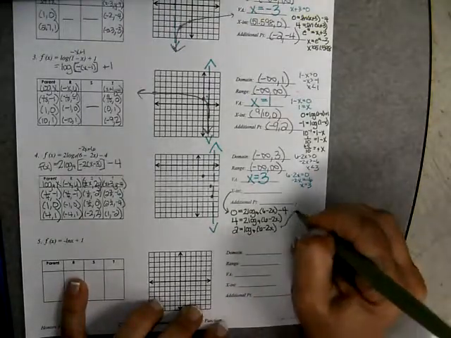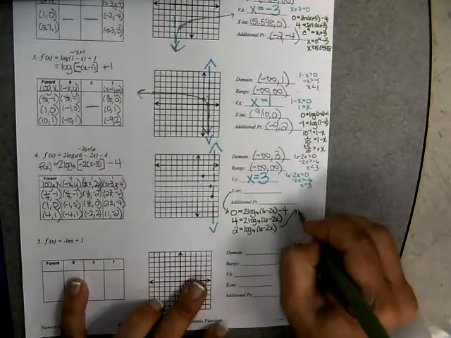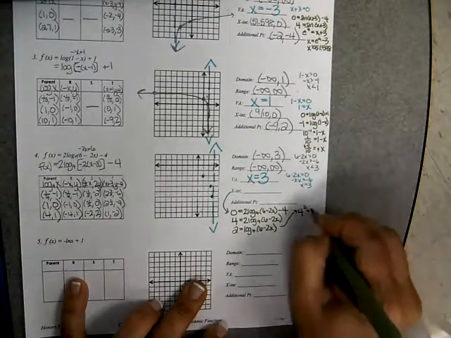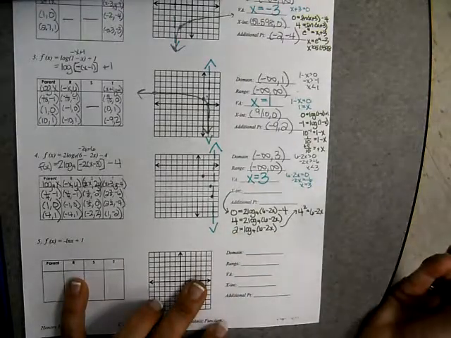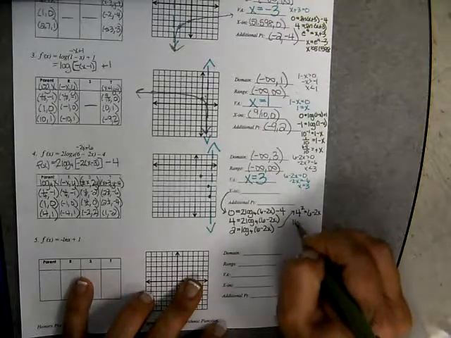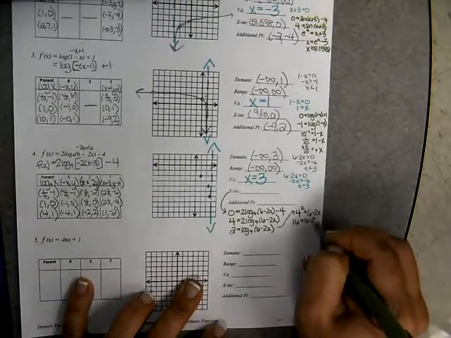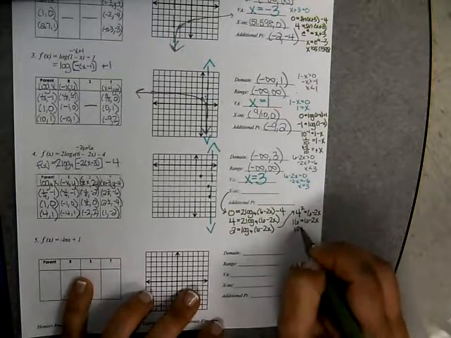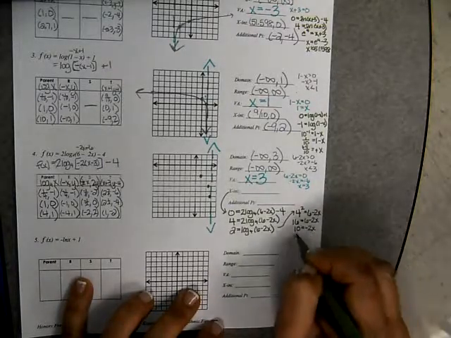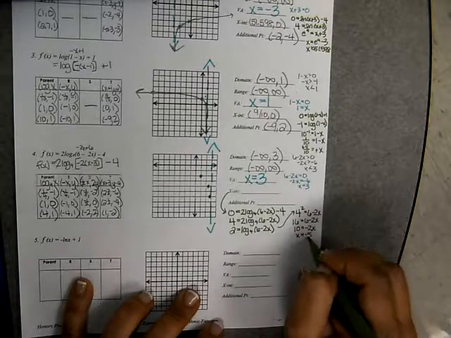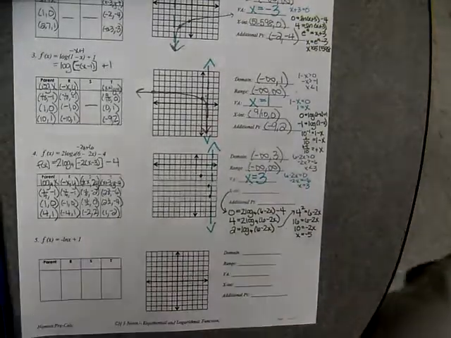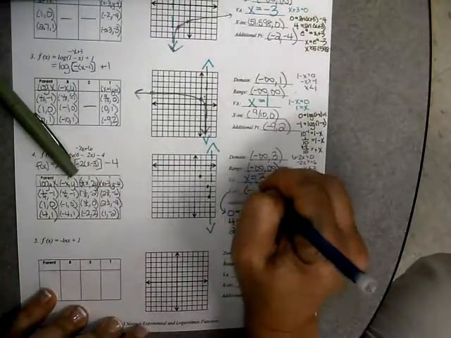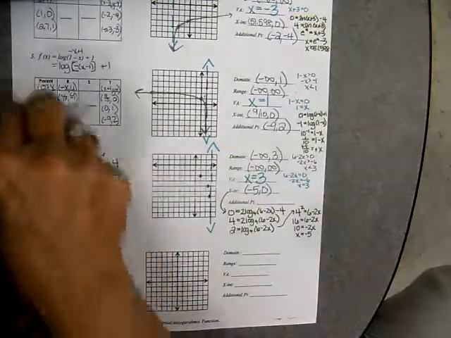Let's see. So that would turn into, our base is 4, 4 squared equals the argument 6 minus 2x. Well, this is solvable. 4 squared is 16. So 16 equals 6 minus 2x. Subtract, divide. We get that x is negative 5. So that means the x-coordinate of our x-intercept is negative 5, 0.